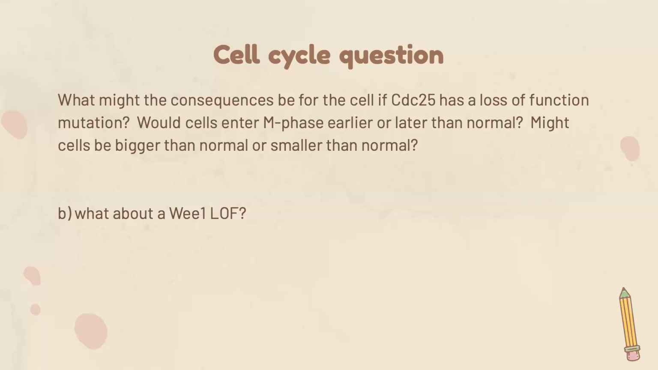Yeah, and then would it be bigger or smaller? Nice, you guys got it. Because Wee1 is inhibitory, so if it's not doing its job, it's not inhibiting, M phase cyclin is active, it's going to go into M phase quicker. It didn't have enough time to grow, so it's going to be smaller.